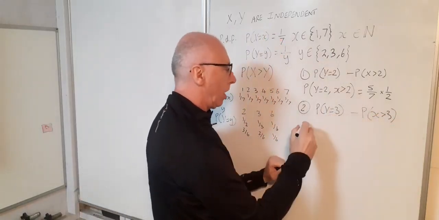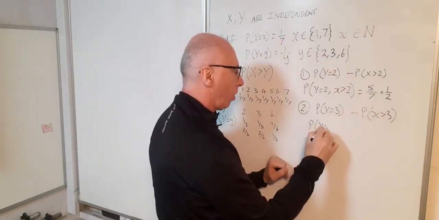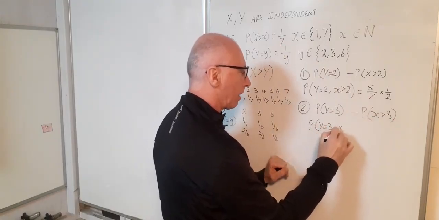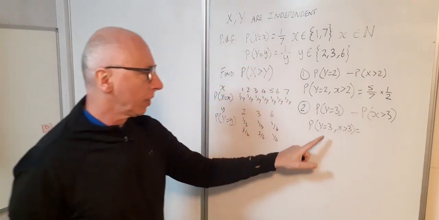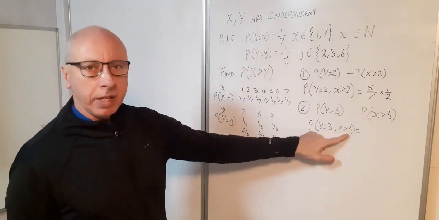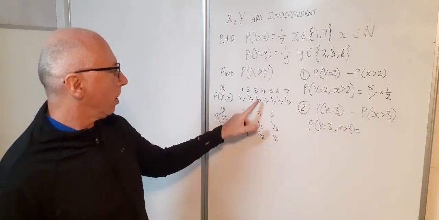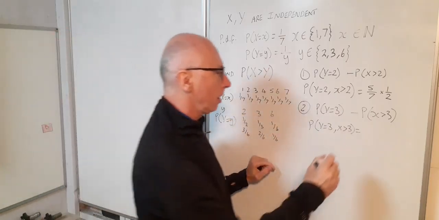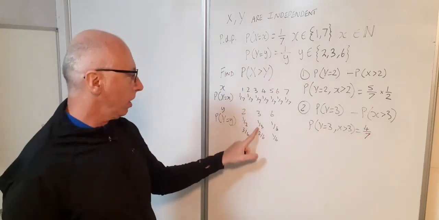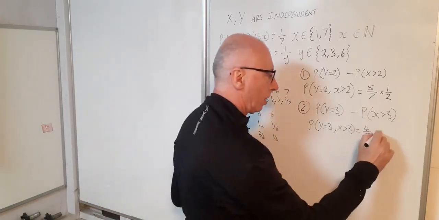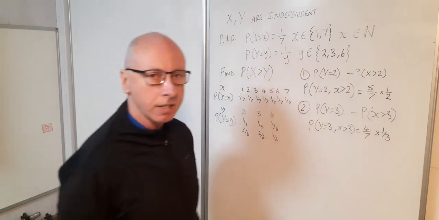So then let's write out our probability. So we want the probability y equals 3 and x is greater than 3. So then that would equal, well, let's pick the x is greater than 3. We've got 1, 2, 3, 4 cases. And the probability y equals 3 is 1/3. So that's our combined cases.